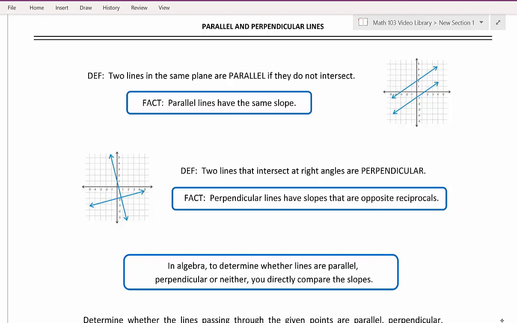In algebra, to determine whether lines are parallel, perpendicular, or neither, you want to directly compare the slopes. If they're exactly the same, the lines are parallel. If they're opposite reciprocals of each other, the lines are perpendicular. If it's not either one of those two very specific cases, then it's neither parallel nor perpendicular.